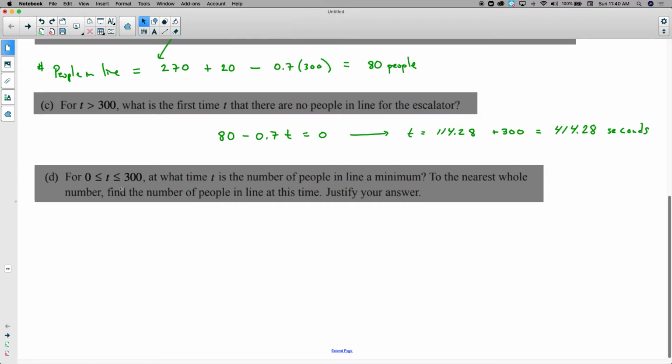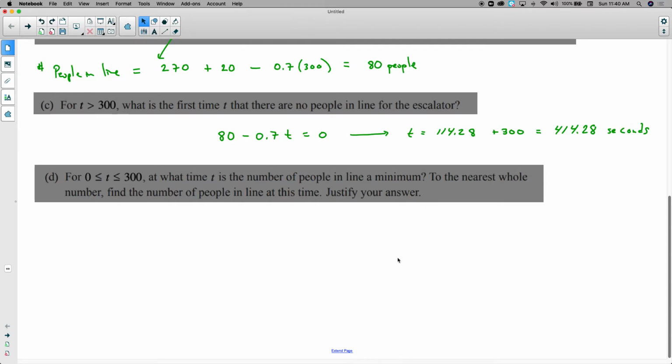So in terms of that piecewise defined function up above, I'm only worried about the top part of it. At what time t is the number of people in line a minimum? Okay, so now we're doing some optimization. So this seems like differential calculus. To the nearest whole number, find the number of people in line at this time, justify your answer.